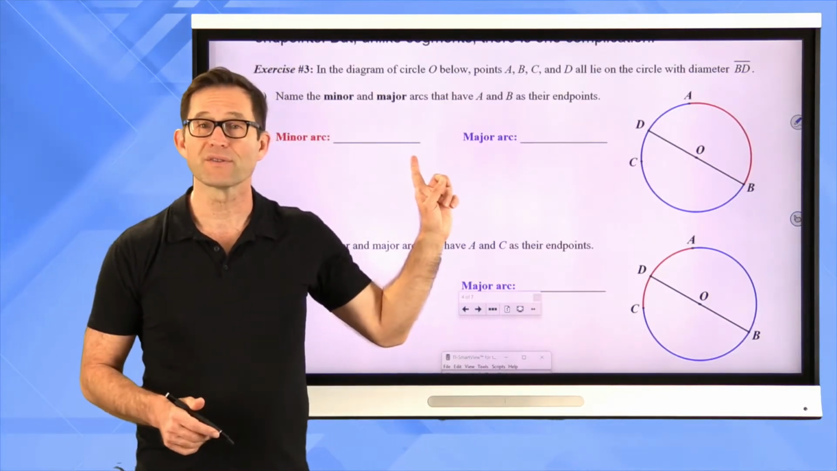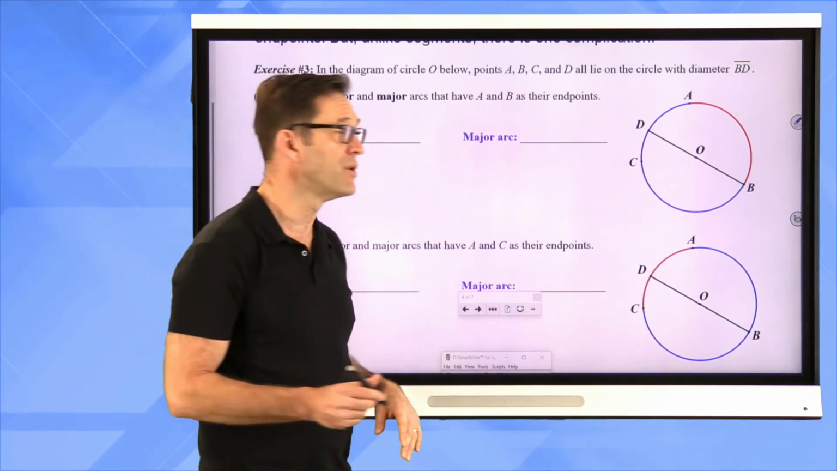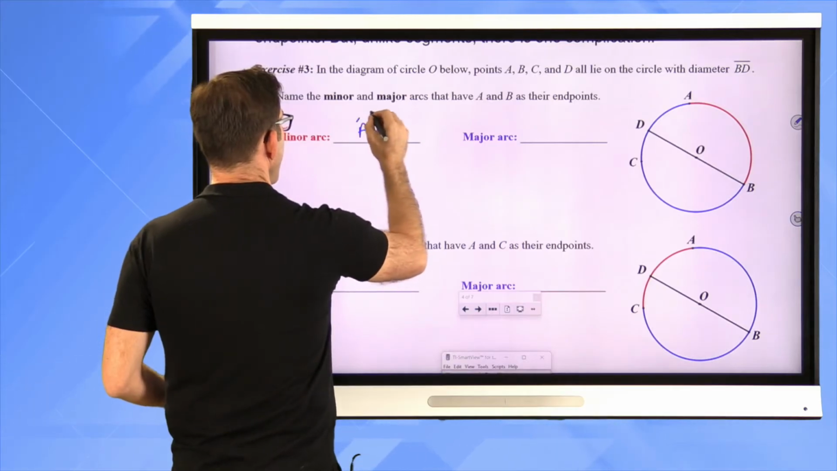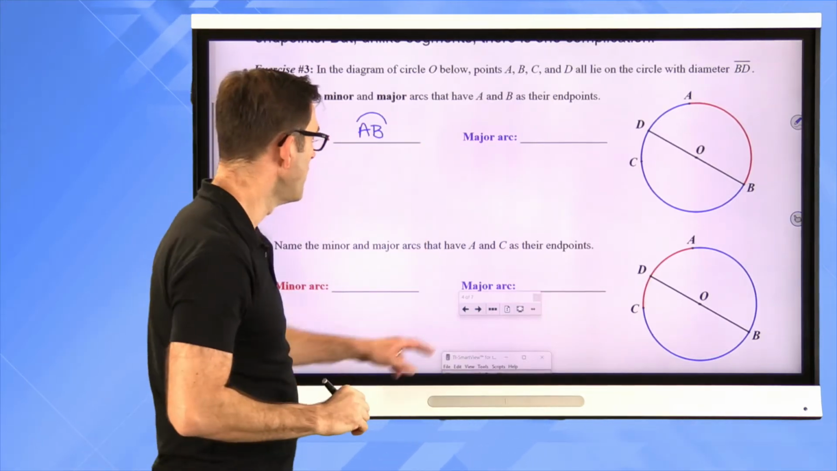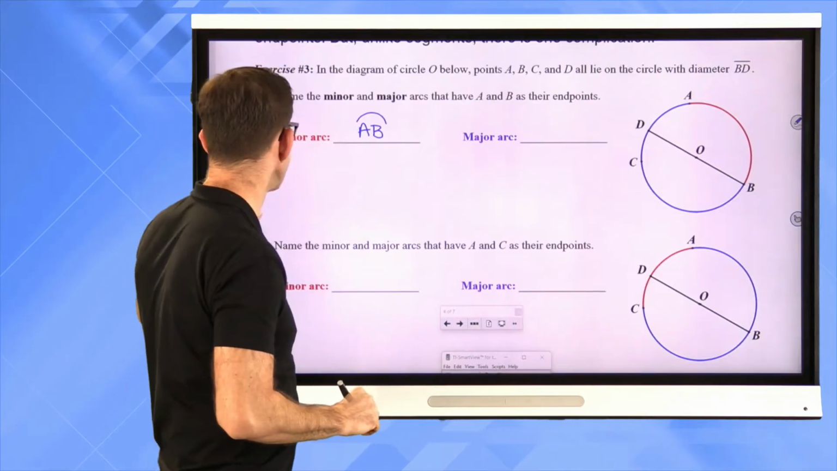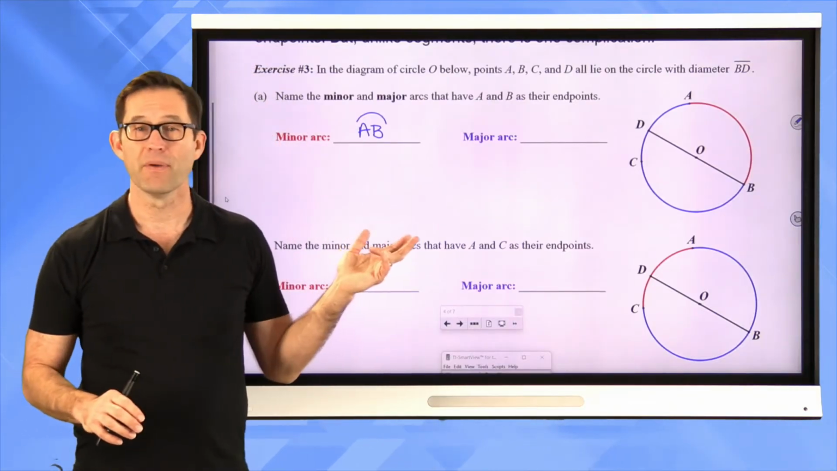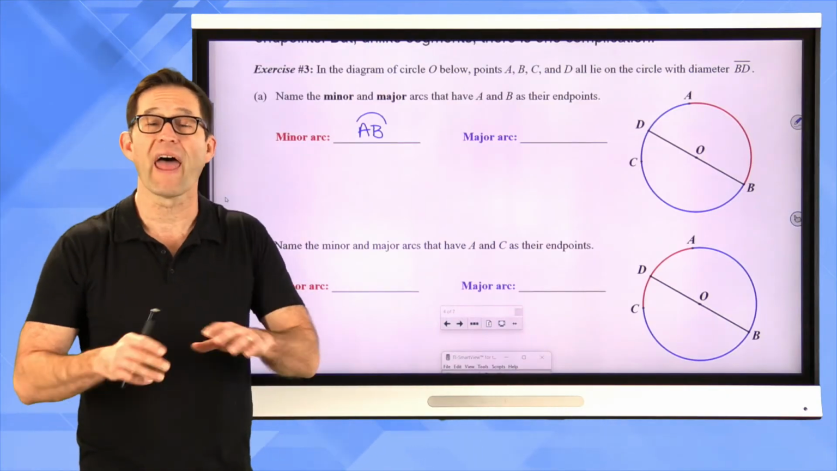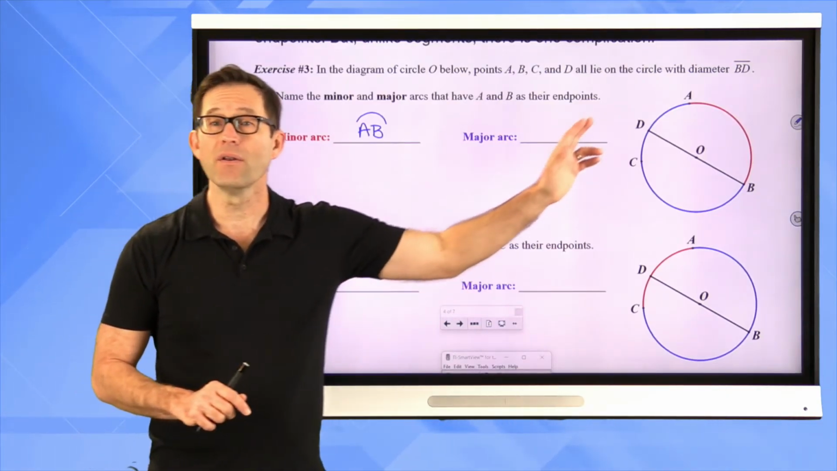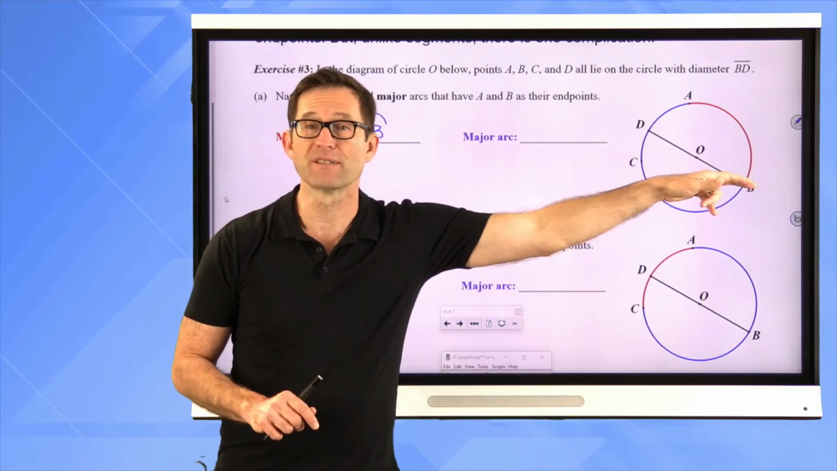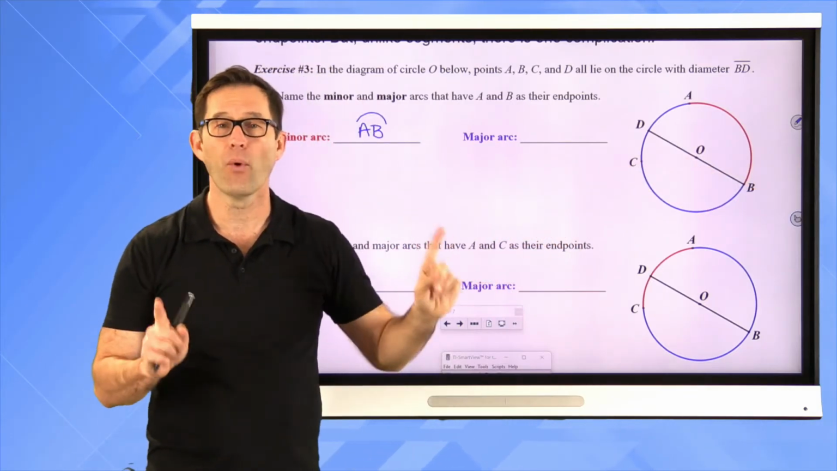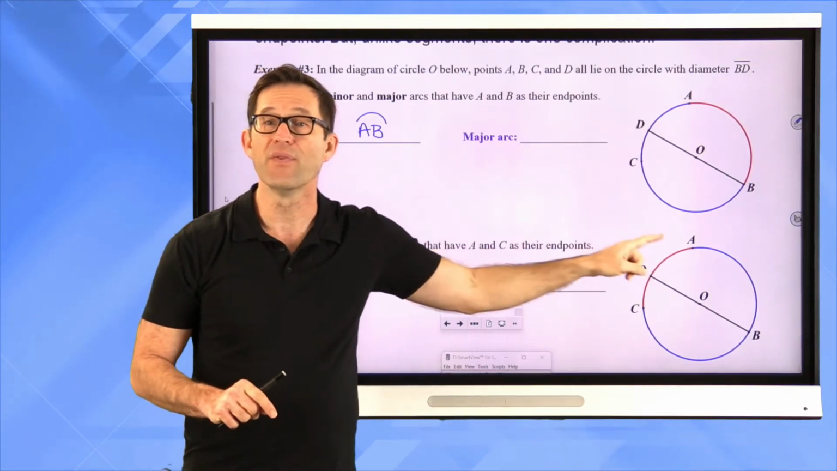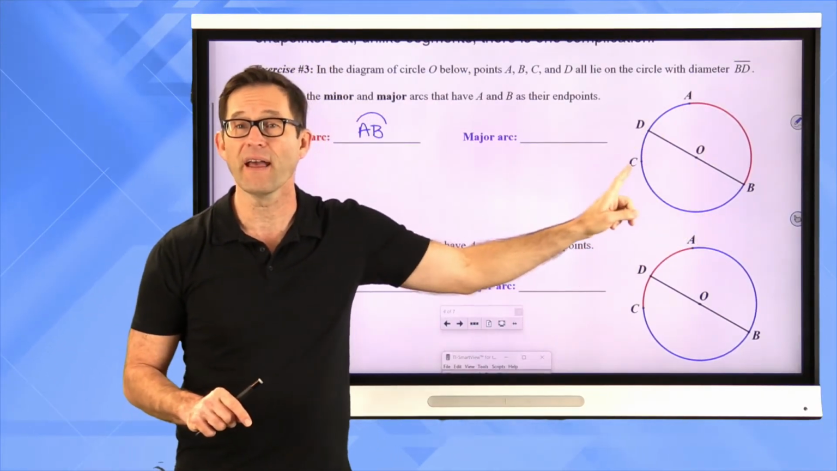So minor arcs are very easy to name. All you do is write down their 2 endpoints just like you would with a segment, and then you put an arc symbol above it. Real simple, right? So minor arc AB. Now major arcs, because they extend more than half the circle, we will still name them with their endpoints, but we have to have 1 point, at least 1 point in between. So in between A, B in this direction are both points D and C.